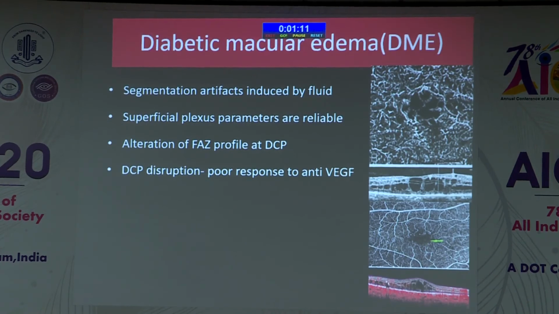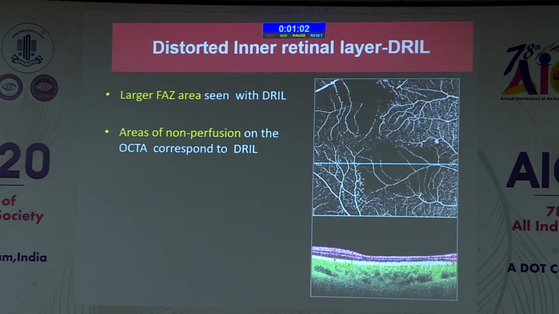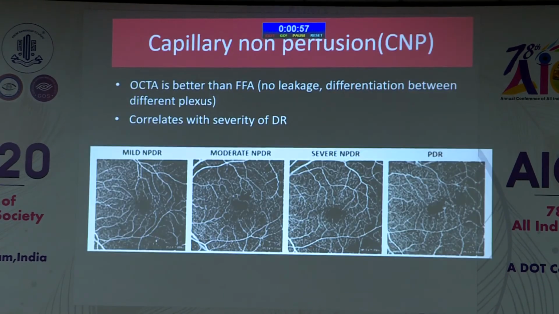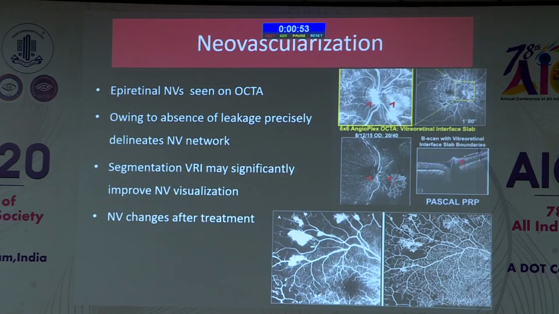Looking at the diabetic macular edema, segmentation artifacts are one problematic thing. Superficial plexus parameters are reliable. Alteration of the FAZ profile is seen in the deep capillary plexus. Even the DRIL as described in the OCT can be picked up on an OCTA. Capillary non-perfusion areas are picked up much better than on the FFA.